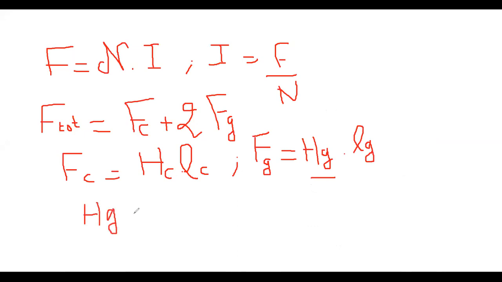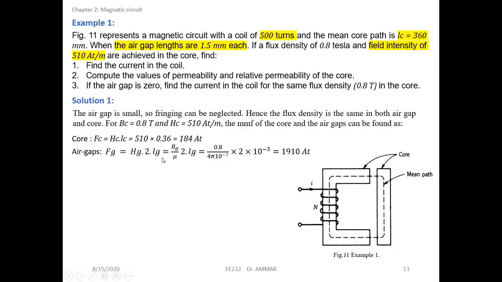HG equals what? We use the expression of the density. HG is BG, the flux density of the air gap, over mu 0, from the expression of the density, because BG equals mu 0 multiplied by HG. So HG equals BG over mu 0. Why mu 0? Because here it's the air gap and we have only air, which is equal to 4 pi 10 to the power minus 7. So here FG, of course 2, because we have 2 air gaps, multiplied by LG, equals BG, the flux density of the air gap, over mu 0.